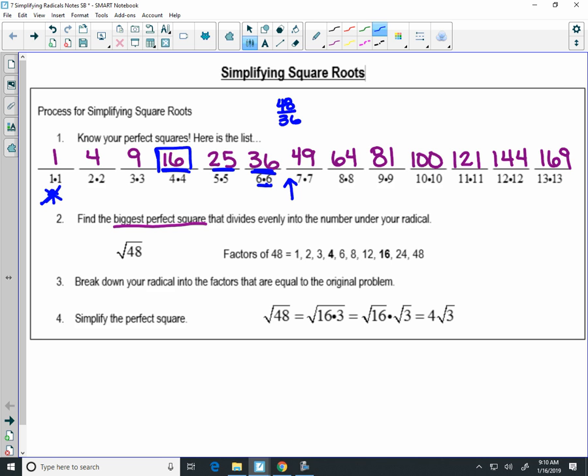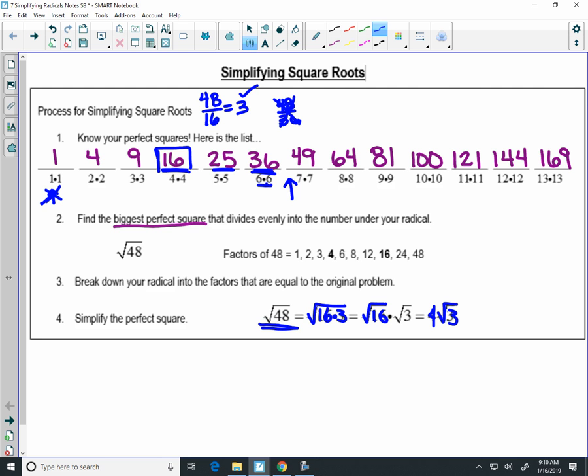And 16 does go under 48. 16 goes into 48 3 times. So when you do that math, 48 divided by 16, you get 3. And since that's a whole number, lovely. So what we're going to do is rewrite our problem like this: square root of my perfect square times 3. So 16 times 3 is the same as 48. And then you can take the square root of 16. It is 4. So 4 square root of 3 is the same as square root of 48.